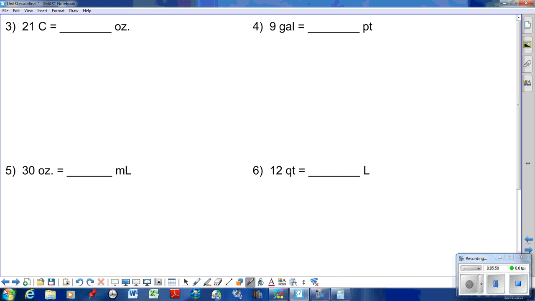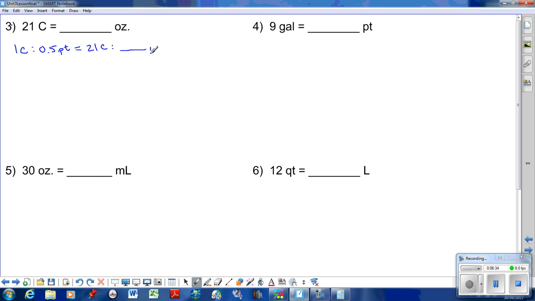So the first stage, and again, it's 1 cup to half a pint. So as I start over here then, I'm going to set that ratio up. So I know that 1 cup to 0.5 of a pint, PT. So that's going to equal, well, I have 21 cups.